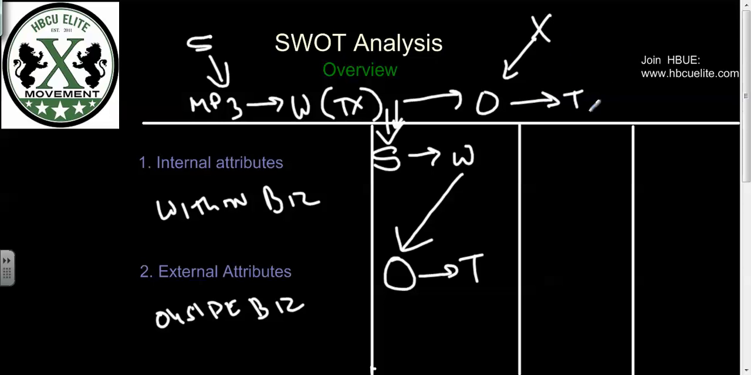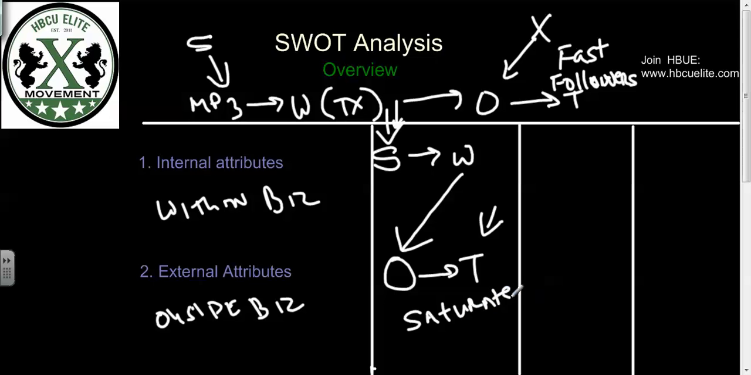Basically, someone sees what you're doing and they'll come in, they'll take advantage of it, they'll duplicate it, and in business terms, those people are called fast followers. They come in, they see what you're doing, they'll take advantage of it. Then there's also the threat of what is called a saturated market, or basically the product has actually lived its life cycle out.